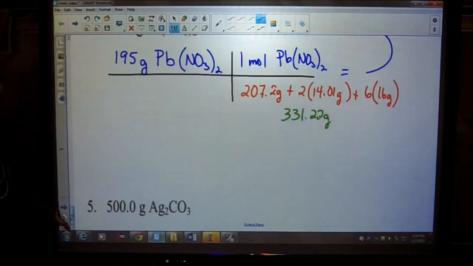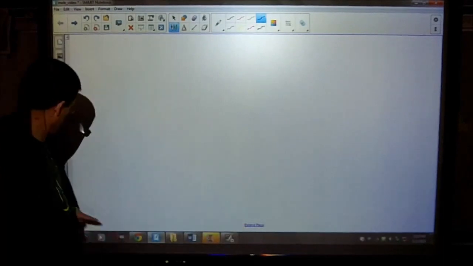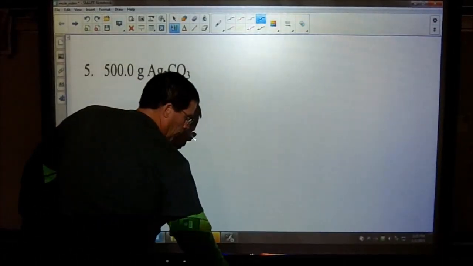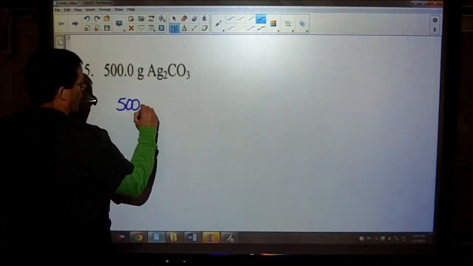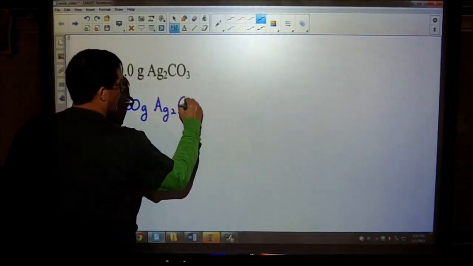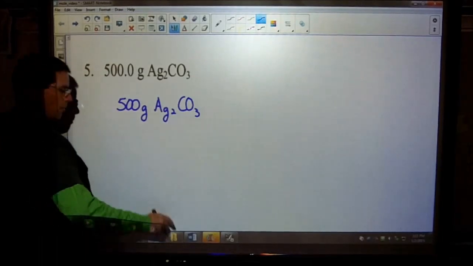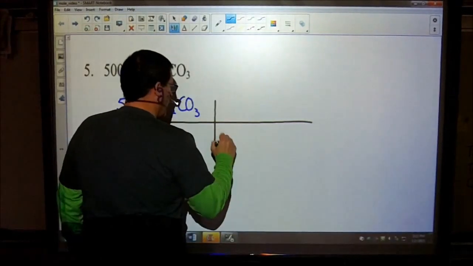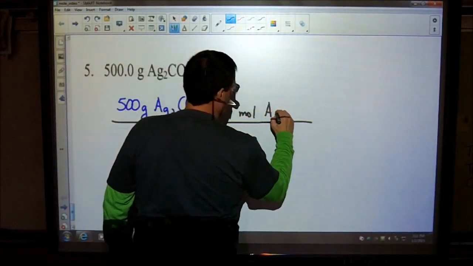Let's take a look at the last example, 500 grams of silver nitrate, or I'm sorry, silver carbonate. Okay, so again, start off with what you know. You have your 500 grams. Silver carbonate, and the reason why there's 2 is because silver has a +1 charge, carbonate's -2. Don't forget your charges. And again, 1 mole of silver carbonate.